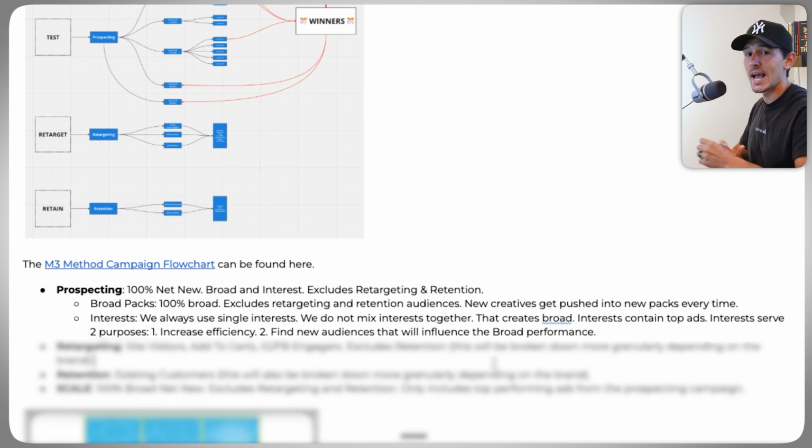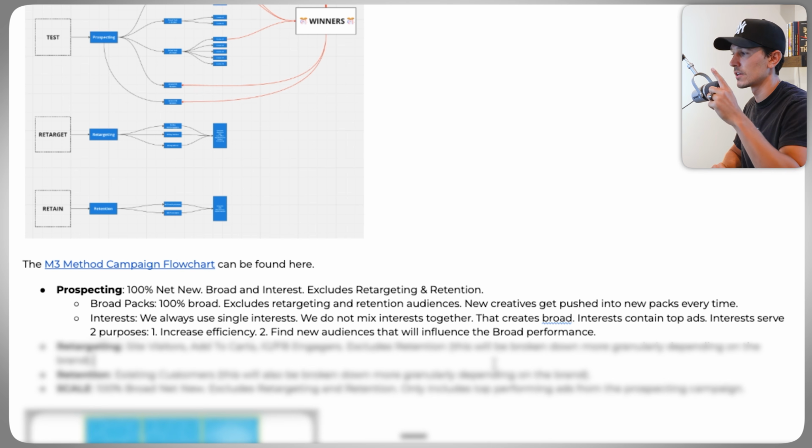Really effective at creating new pockets of audiences that could potentially increase your overall return on ad spend. And what happens here a lot is people see that interest groups are doing okay, but broad's doing better. They pause the interest groups down and then broad does worse. That's why the system in total works together and does better together.